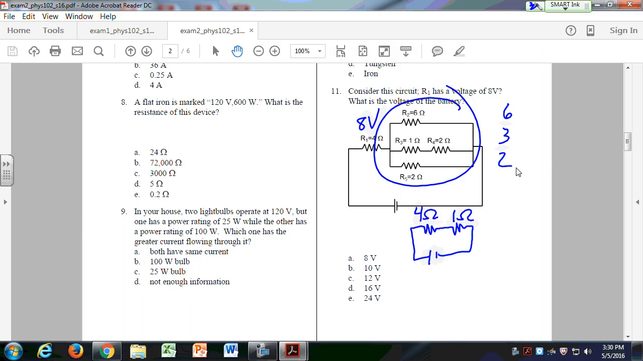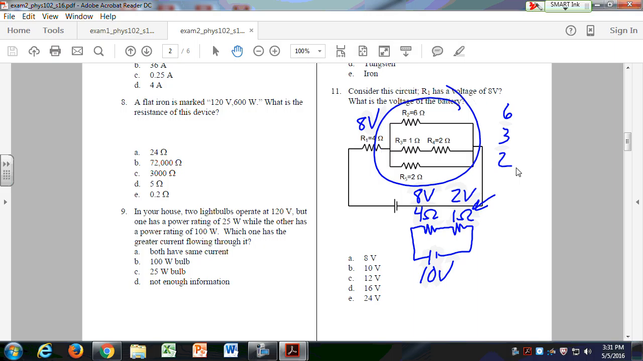This is just 1 over 6 plus 1 over 3 plus 1 over 2. The inverse of that is equal to 1 because it's 12 over 12, which is 1. So I have 4 ohms and 1 ohm. If this is 8 volts, what must the voltage be here for this resistor? Well, this resistance is a quarter of this resistor, so this voltage is going to be a quarter of this voltage. So what is it going to be? 2 volts, right. And so if I have 8 volts and 2 volts, this must be 10 volts.